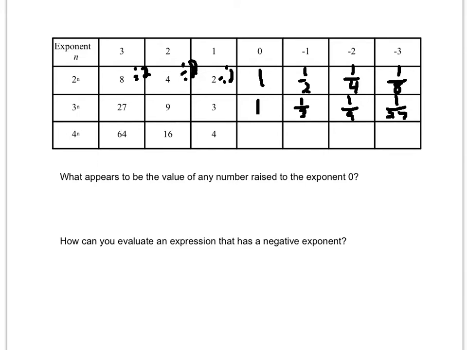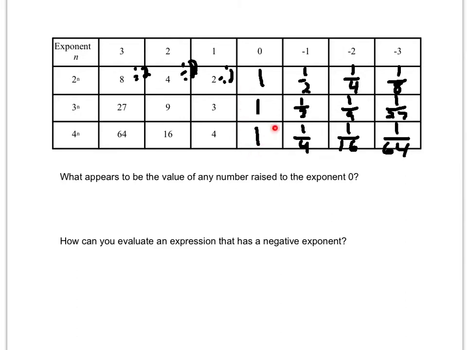If we do 4, okay, 4 to the third is 64. If we do 4 to the second, that's 16, and 4 to the first is 4. And we're dividing by 4 each time. So 4 divided by 4 is 1. 1 divided by 4 is 1/4. 1/4 divided by 4 is 1/16. And then the next one is 1 over 64. So let's look at the patterns here.